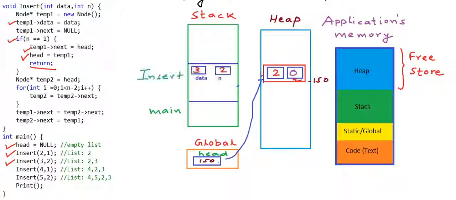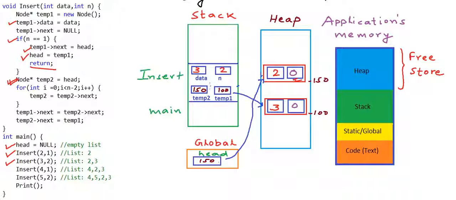Now once again in this call we create a new node. We keep the address initially in this temporary variable temp1. Let's say we get this node at address 100 this time. Now n is not equal to 1, we will move on to create another temporary variable temp2. Now we are not creating a new node and storing the address in temp2 here. We are saying temp2 is initially equal to head, so we store the address 150.